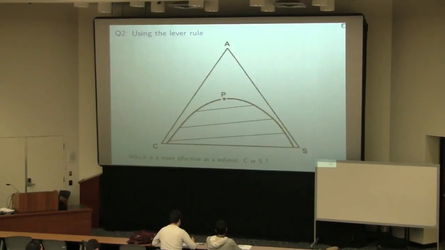Let's take a look at the next one. If I have a pure solute A, my material of interest that I aim to recover, and this is my phase diagram, or ternary diagram, which is more effective as a solvent choice, C or S? Just bearing in mind the definition that we've seen for distribution between two phases. This is not a trick question. The next one is.